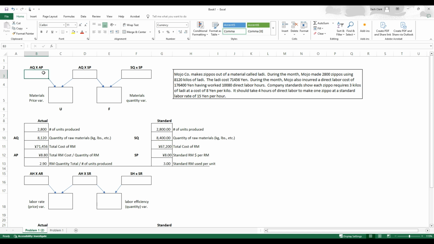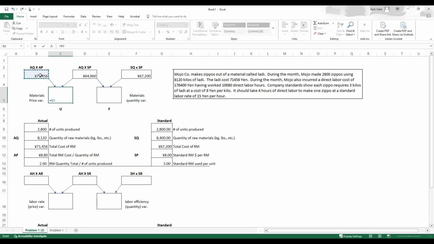And let's go through and do the work of just filling out this last little part here. So now we've got our actual quantity used times our actual price, and that's that number there. And so that's great. Our actual quantity times our standard price, so our actual quantity times our $8 if we were going that route is 64,960. And then again, this is the SQ. The quantity times the standard price is the 67,200 like we had here.